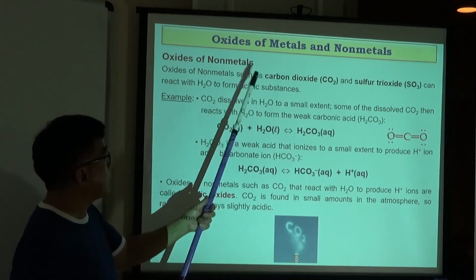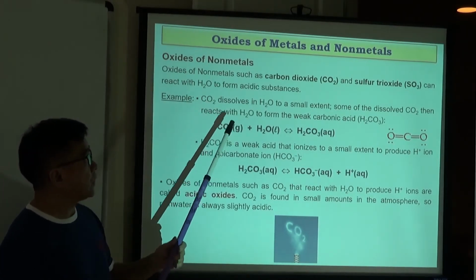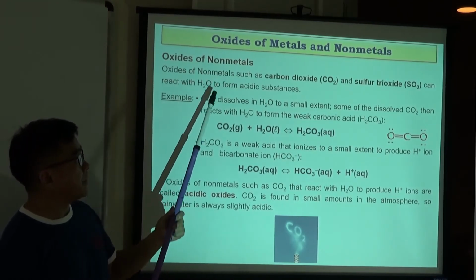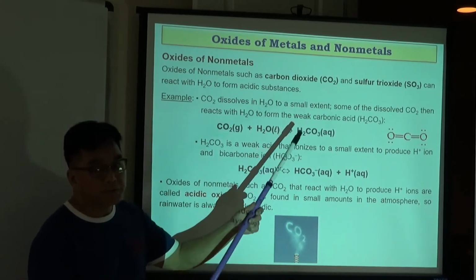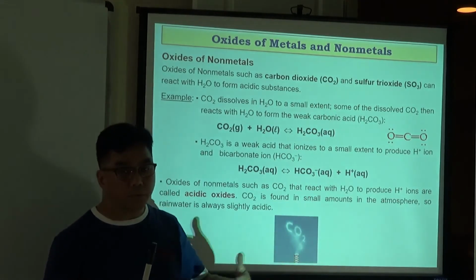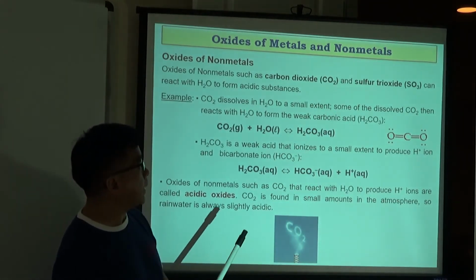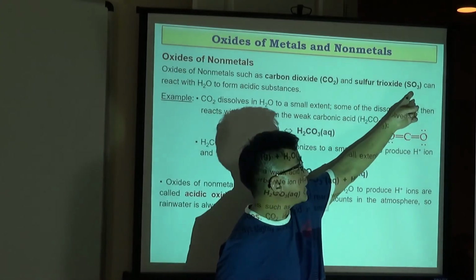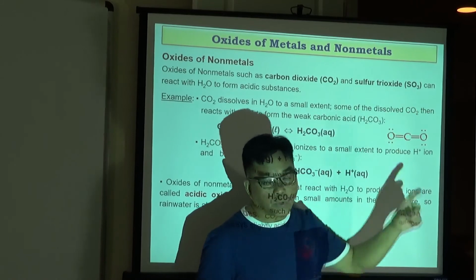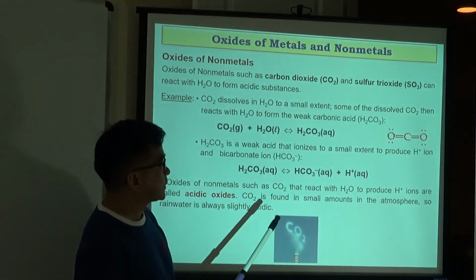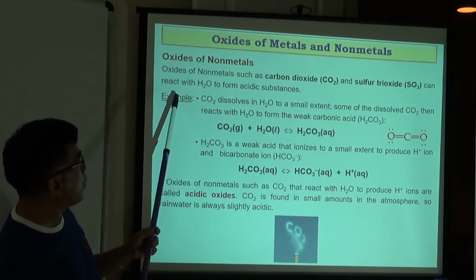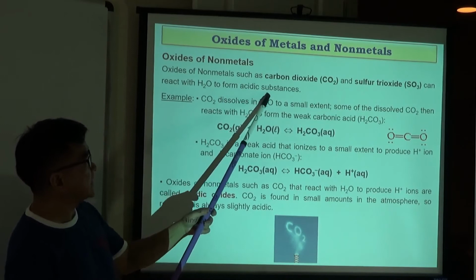Oxide of non-metal. Oxides are compounds that have oxygen, and here a non-metal. For example, CO2 is an oxide compound that has carbon, which is a non-metal, so we call that an oxide of non-metal. Or sulfur trioxide: it's an oxide compound because it has oxygen and sulfur, which is a non-metal. So these oxides of non-metal, when they dissolve in water or react with the water, form an acidic substance.